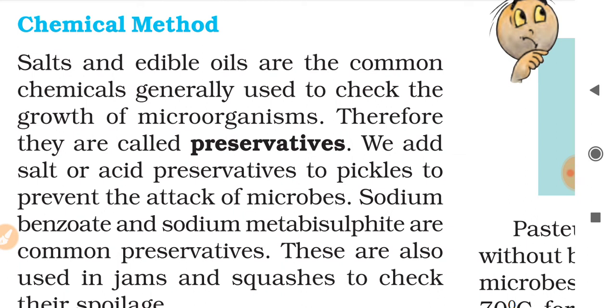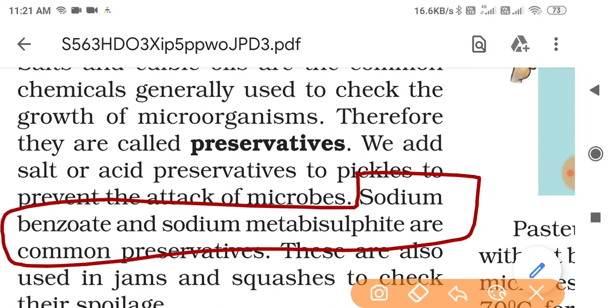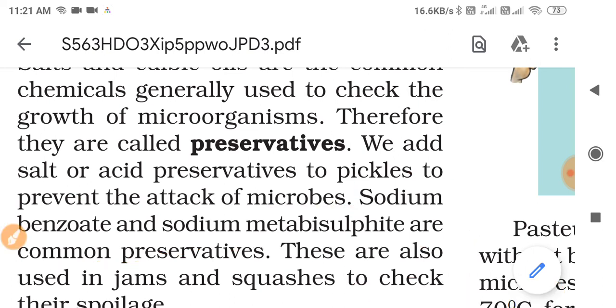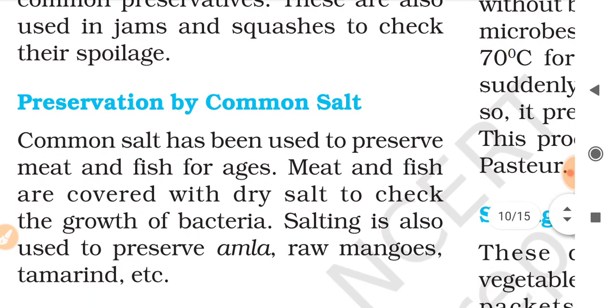We add salt or acid preservatives to pickles to prevent the attack of microbes. Sodium benzoate and sodium metabisulfite are common preservatives. Okay, so you have to learn the names: sodium benzoate and sodium metabisulfite. These are common preservatives used in food. They are also used in jams and squashes to check their spoilage. Okay, in our home mainly prevention is done by common salt.